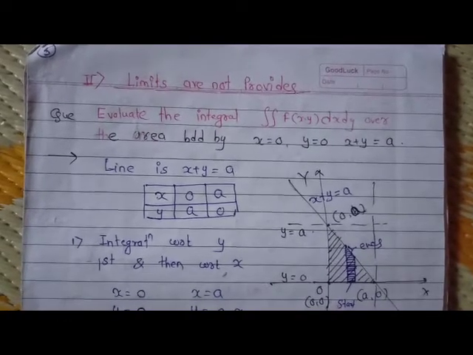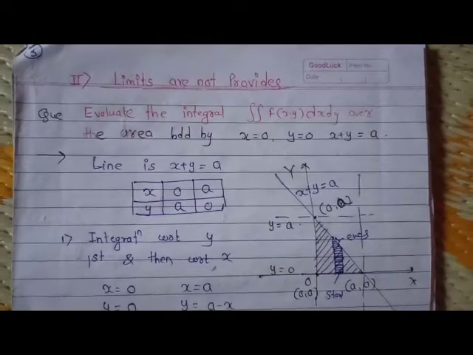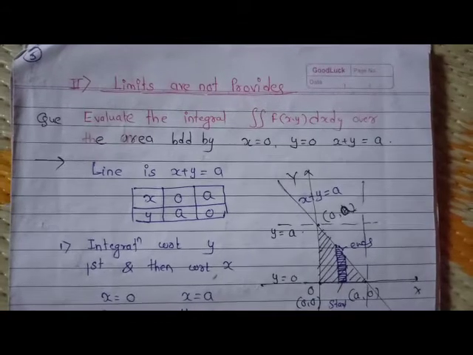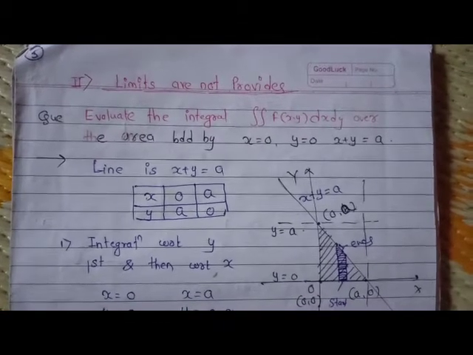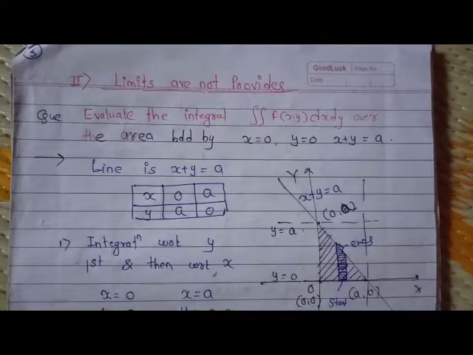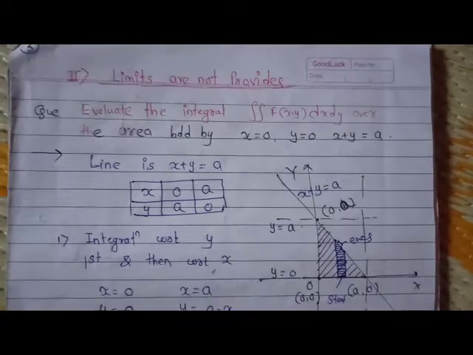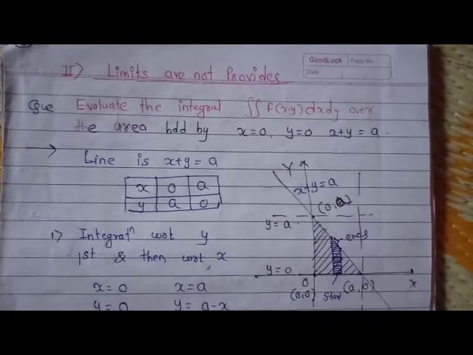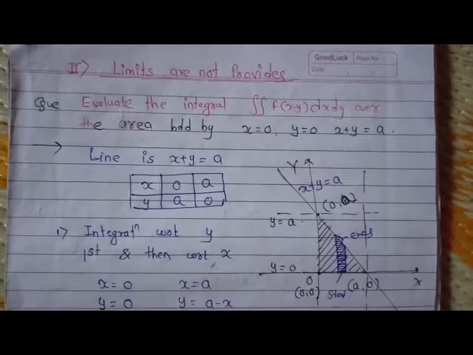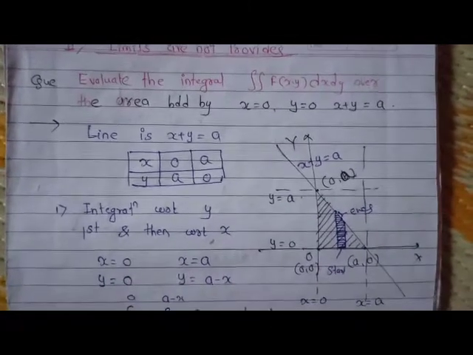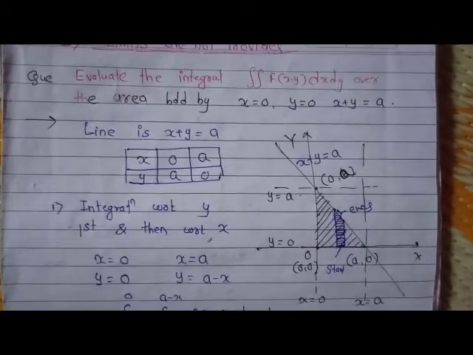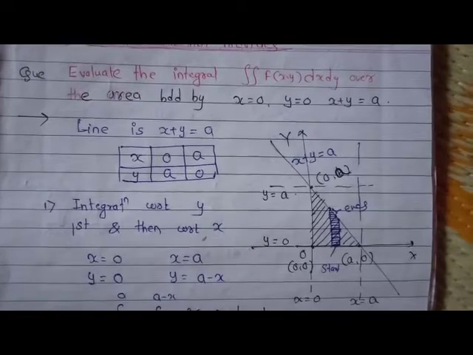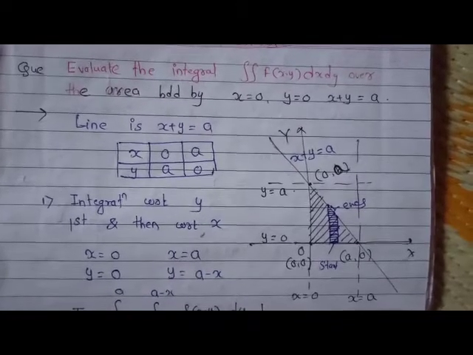Suppose we want to evaluate the double integral of f of xy dx dy over the area bounded by three straight lines: x equal to 0, y equal to 0, and x plus y equal to a. So x equal to 0 is the y axis, y equal to 0 is the x axis, whereas to draw the line we should know 2 points on the line, and it is always suggested to consider the x and y intercepts. That is, take x equal to 0, y will be a; take y equal to 0, x will be equal to a.